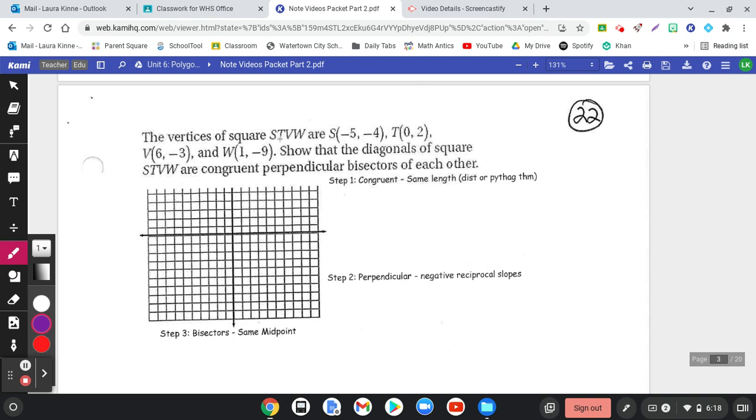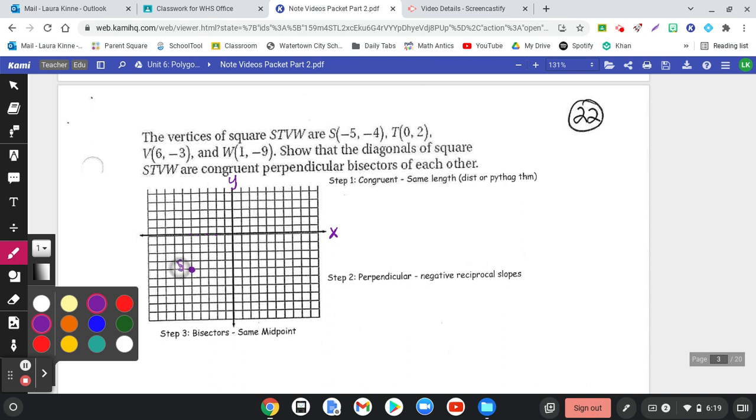The vertices of a square are here. Show the diagonals of the square are congruent perpendicular bisectors of each other. So first of all, let's plot these points and see what we're working with. Just remember, this is your x-axis, this is your y-axis. That'll be labeled on the regions. All right, negative 5, 4. So we're going back 5, 2, 3, 4, 5, down 4.